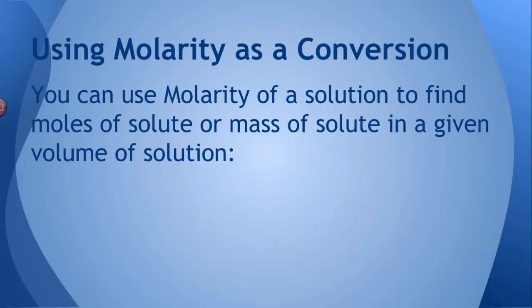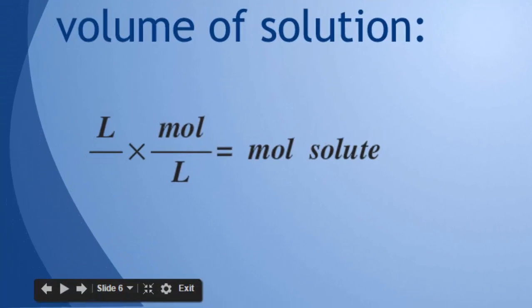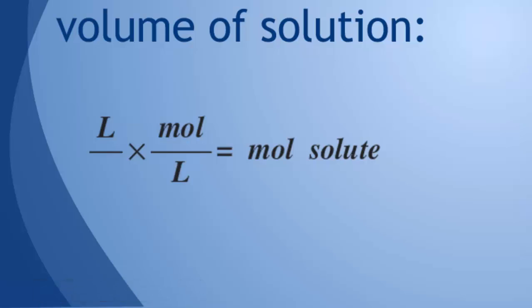It's very simple. Now we can use molarity as a conversion to find, for example, how many moles of solute are involved in a certain amount of solution, or how many grams of solute are in that particular volume of solution. Okay? There's 2 sort of magic formulas that I call them. The first is liters times moles over liters equals moles of solute. So liters is the volume. Moles over liters is the molarity. So volume times molarity is equal to moles of solute, because liters will cancel. You'll just be left with moles.